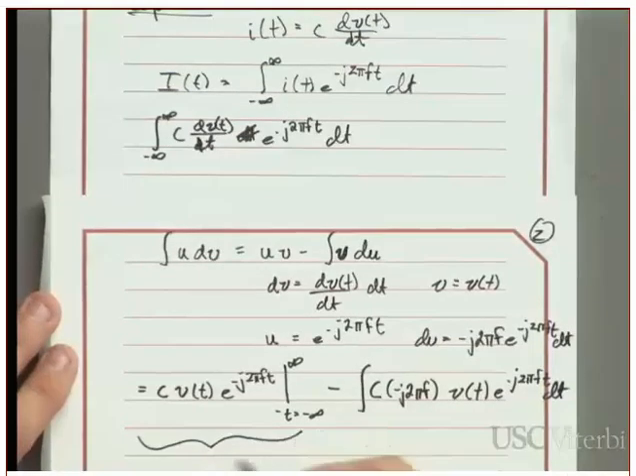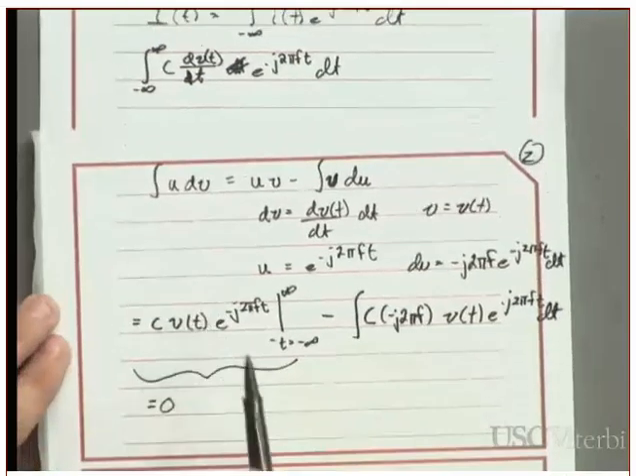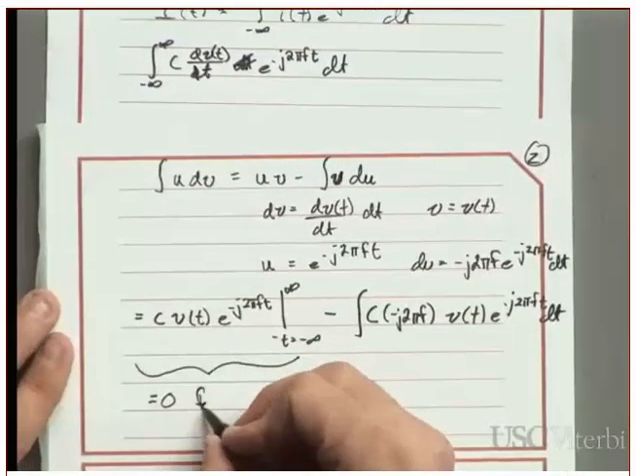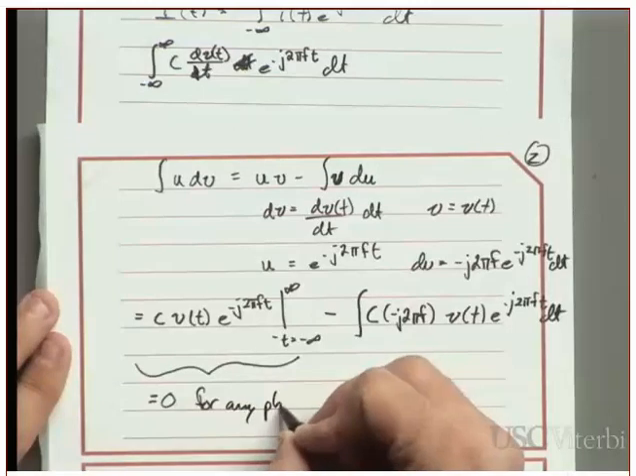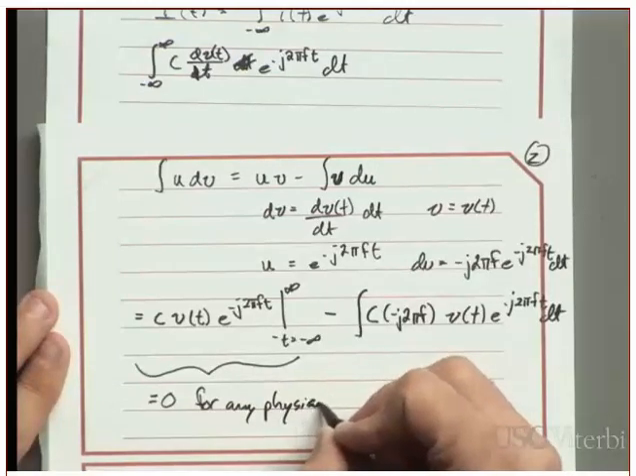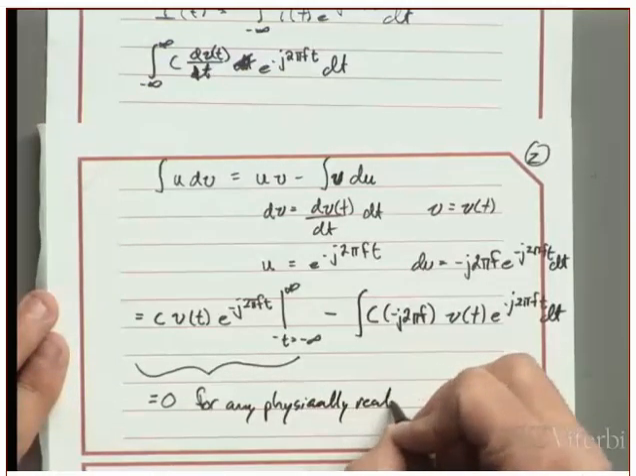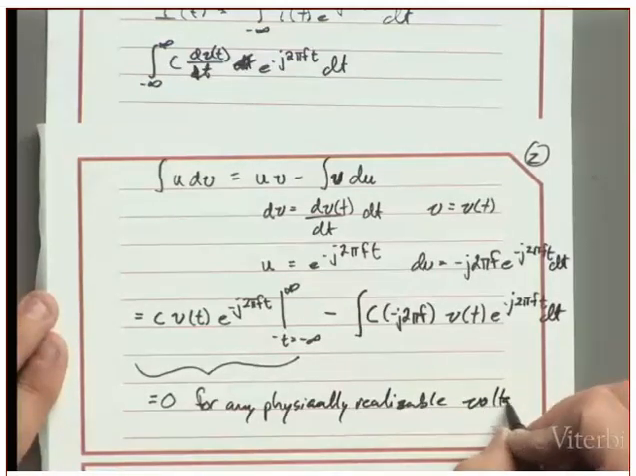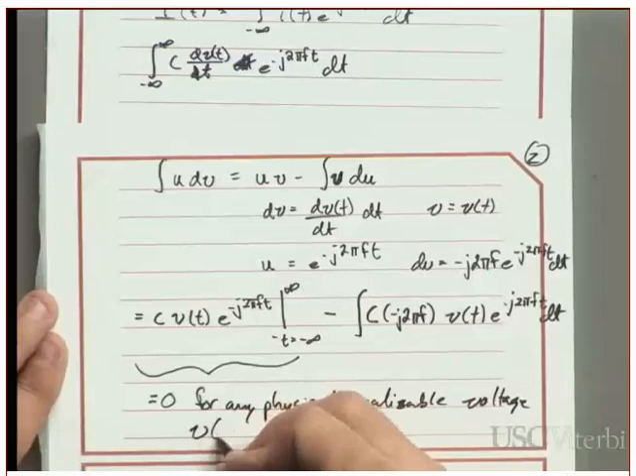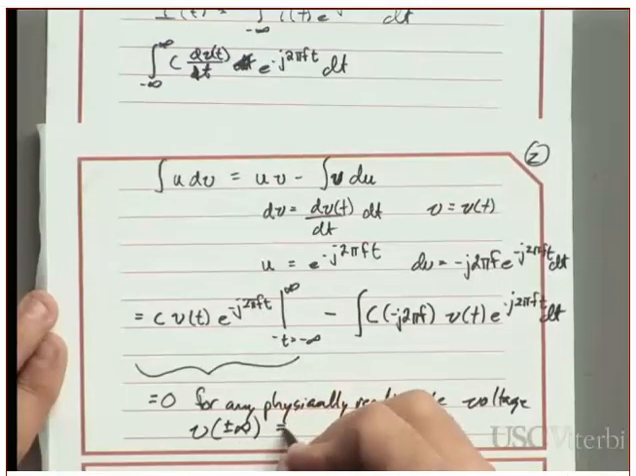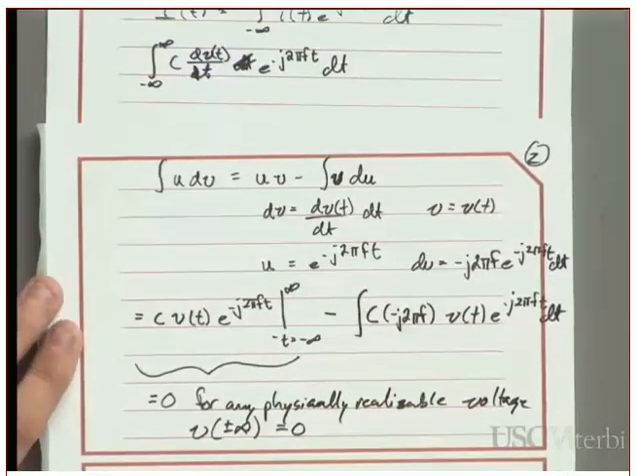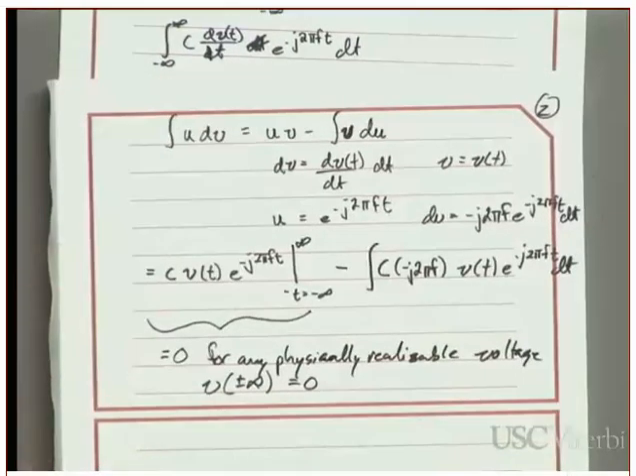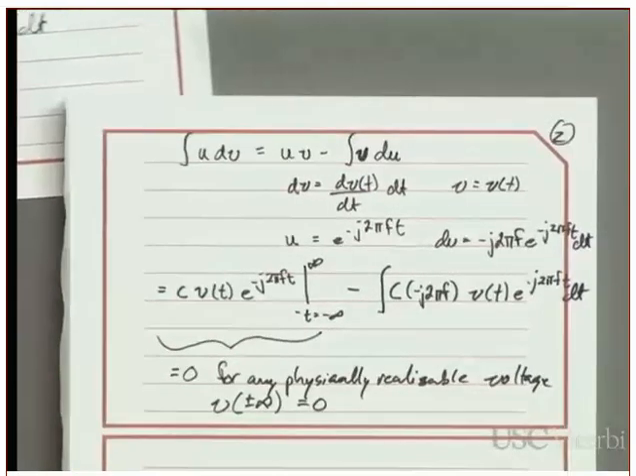So now this part is going to equal 0 because for any physically realizable voltage, v of plus or minus infinity has to equal 0. Essentially it has to be 0 at some point in the very distant past and the very distant future. Otherwise it's going to have infinite energy.